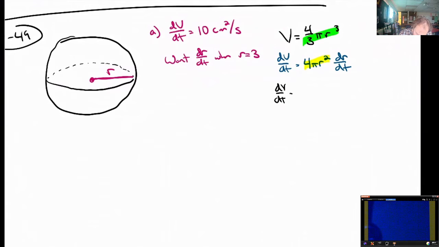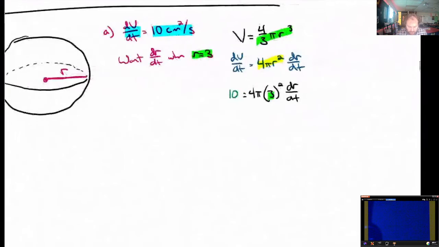Now all we need to do here is plug in the information that we know. dV/dt in this problem is 4 pi times the radius, which we know to be 3 squared because they told us. And we know that we want dr/dt. Oh, you know what? Shoot, we know dV/dt is 10. So we actually kind of got to work backwards a little bit on this problem. This is 10 equals that. And we want to find dr/dt.